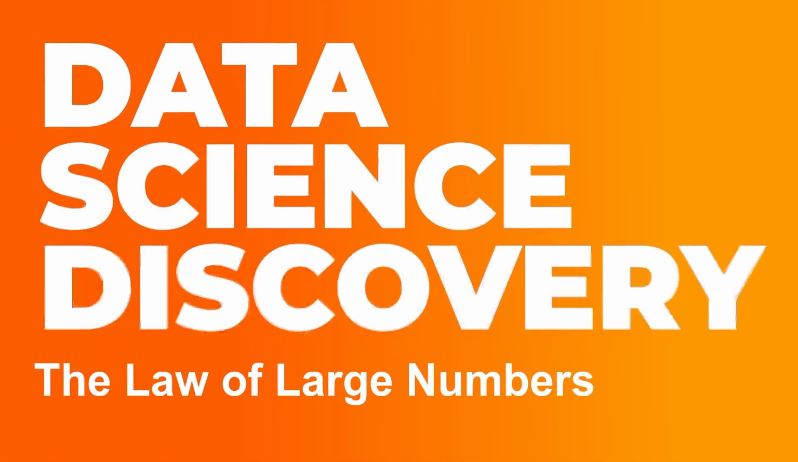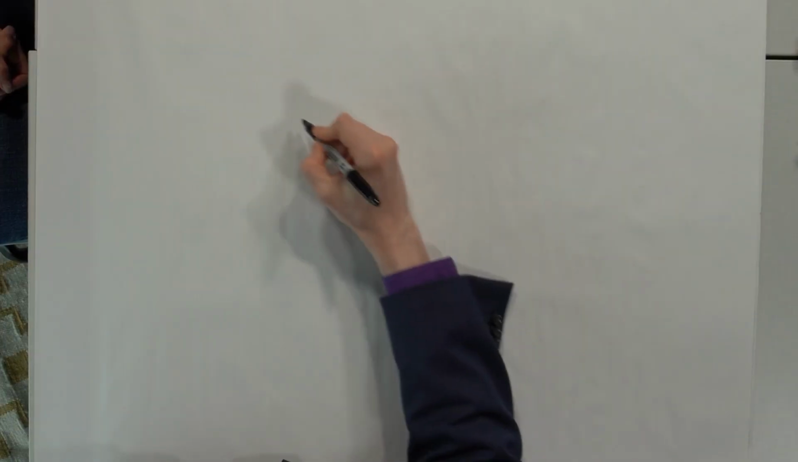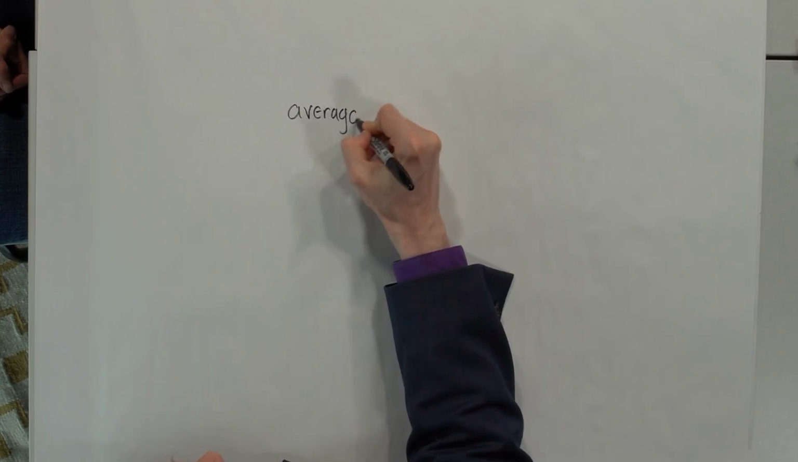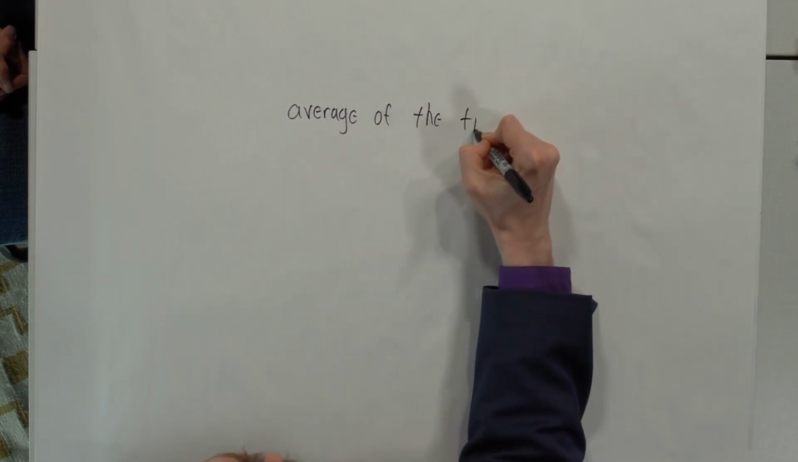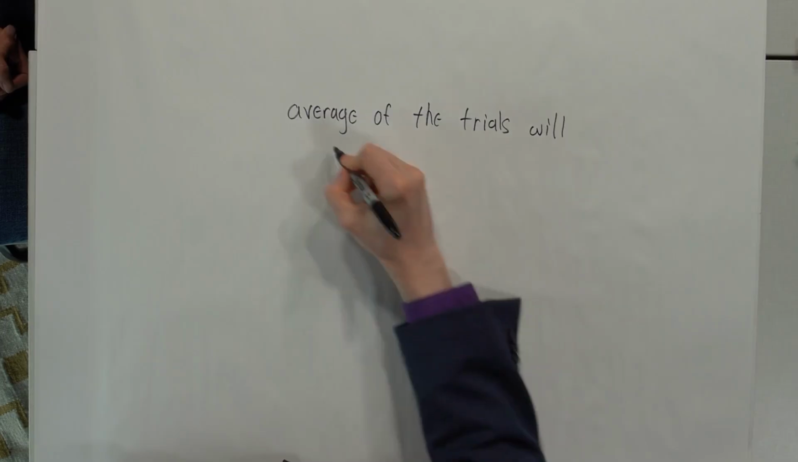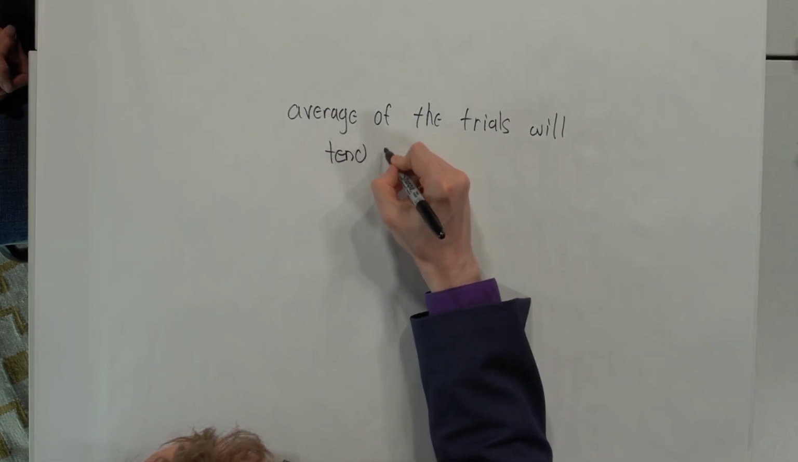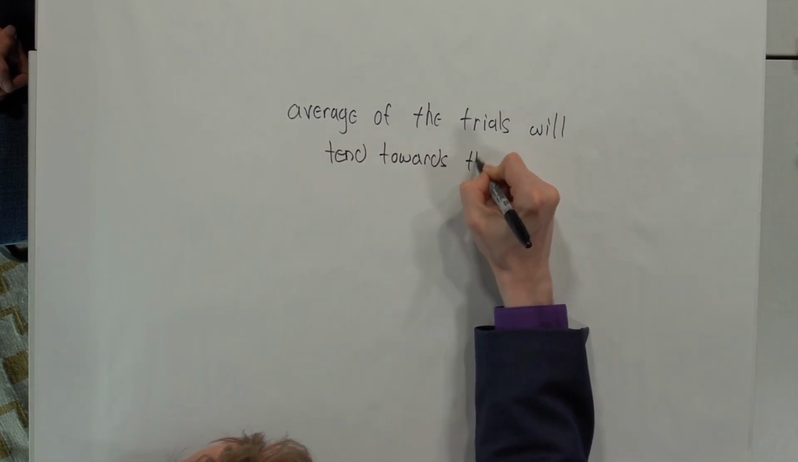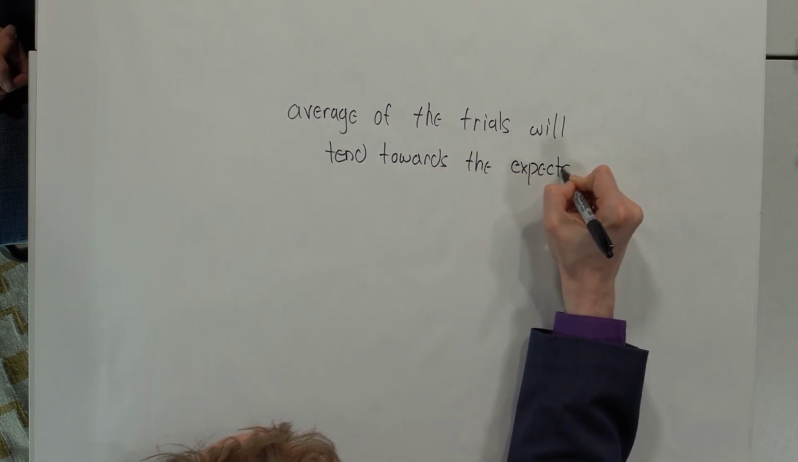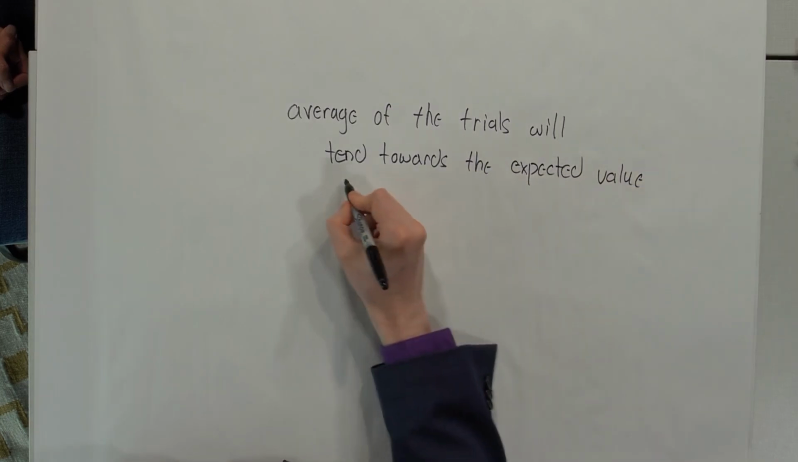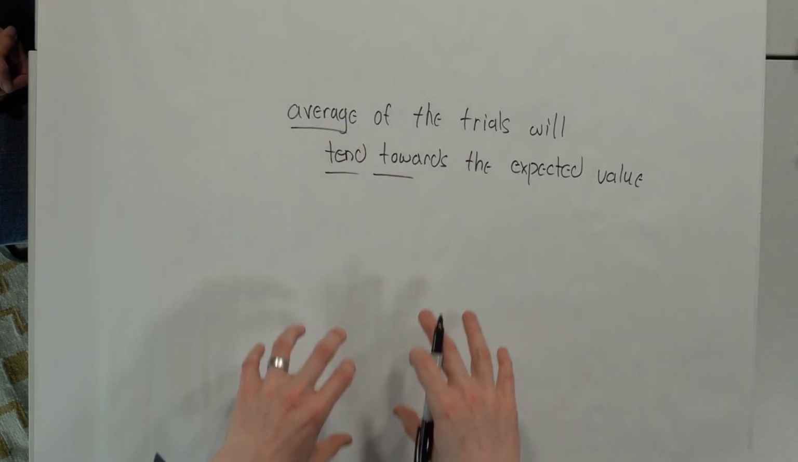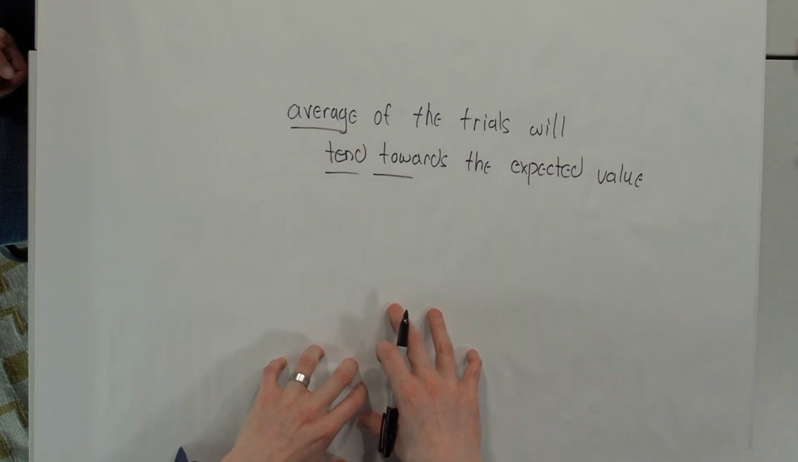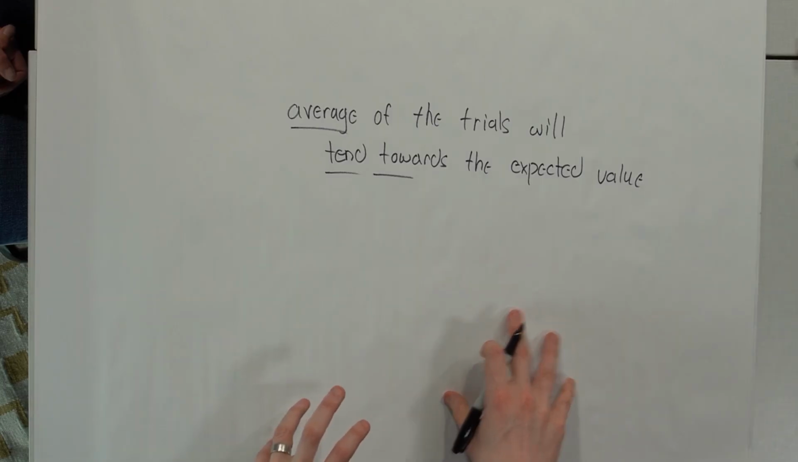Today we're going to nerd out with one of the most important laws in all of statistics and data science called the law of large numbers. So the law of large numbers says that as we simulate more and more trials, the average of the trials will tend towards the expected value. This idea of the average tending towards the expected value is a key idea of why we can actually do simulation. There are a few different terms here that I want to dive into.